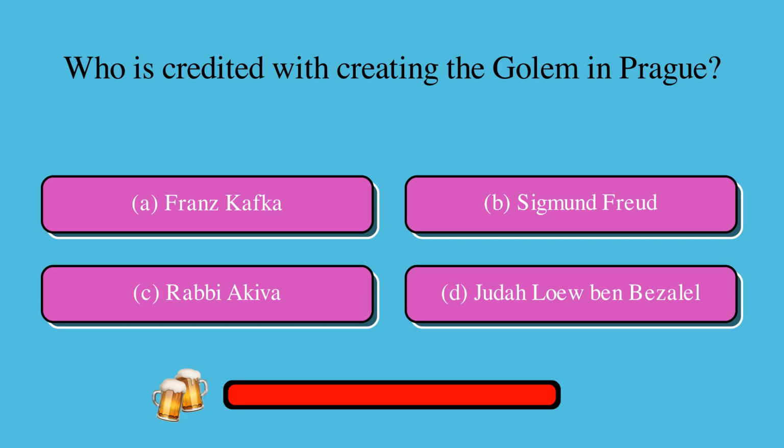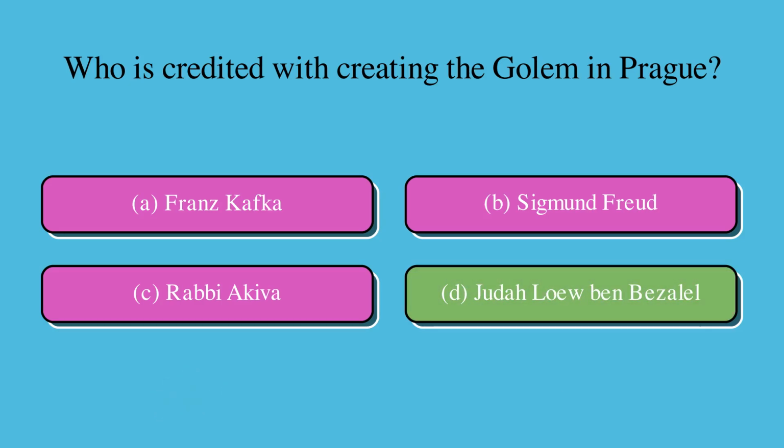Who is credited with creating the golem in Prague? Is it A, Franz Kafka, B, Sigmund Freud, C, Rabbi Akiva, or D, Judah ben Bezalel? The correct answer is D, Judah ben Bezalel.